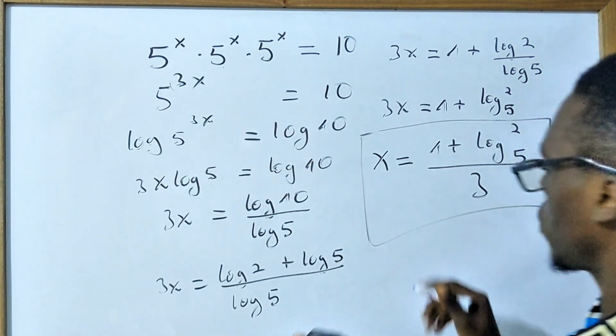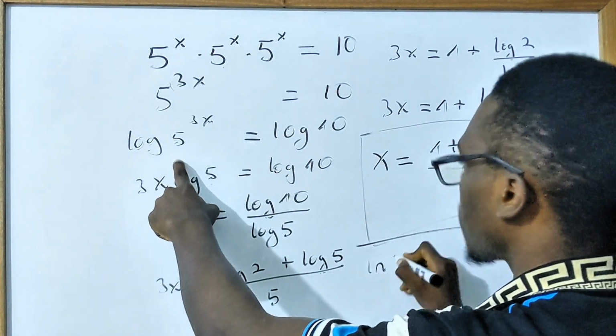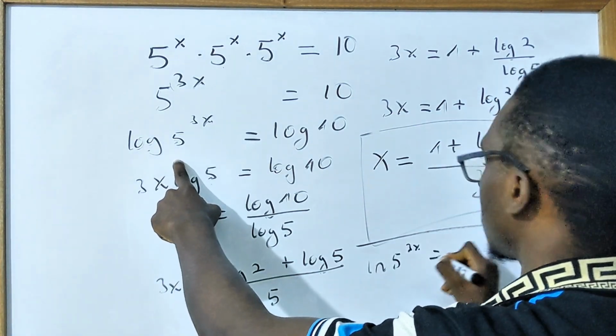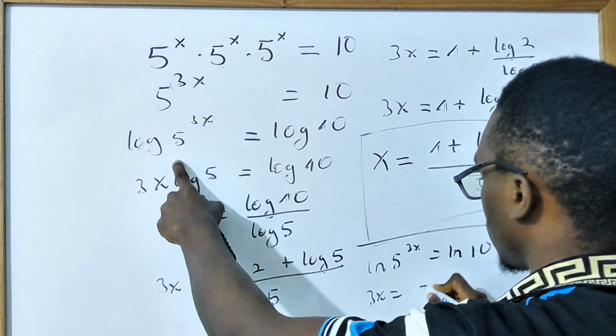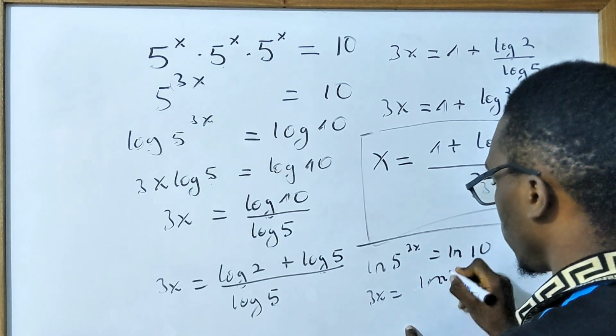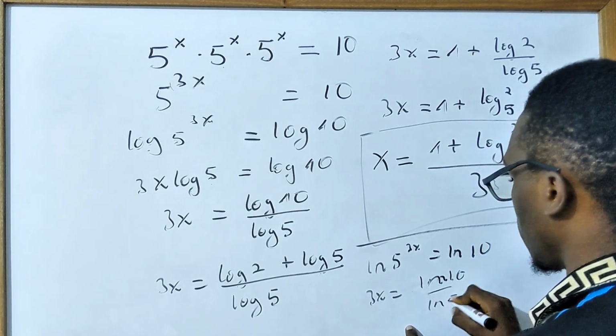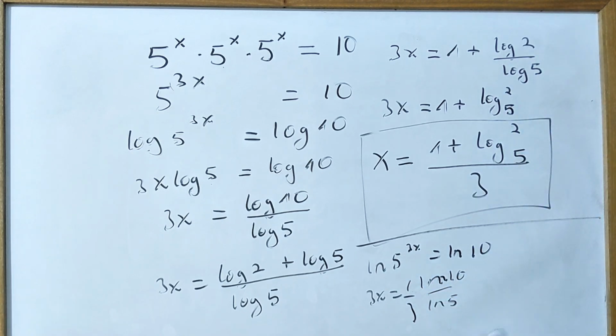Now the shortened method, using the ln directly. At this point, you have ln of 5 to the 3x is equal to ln 10. Therefore, we have 3x is equal to ln 10 over ln 5. Then a third of that is x equals ln 10 on ln 5 and a third of that. That's the answer. It's almost the same thing.